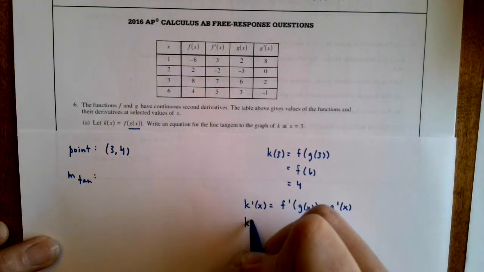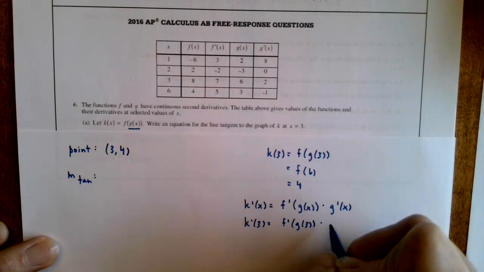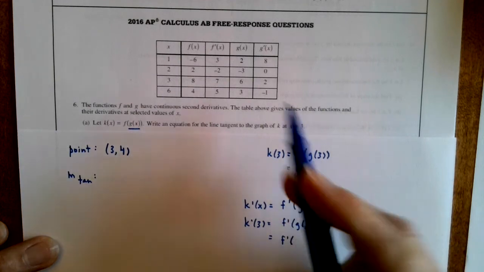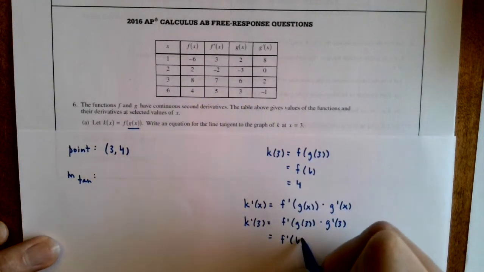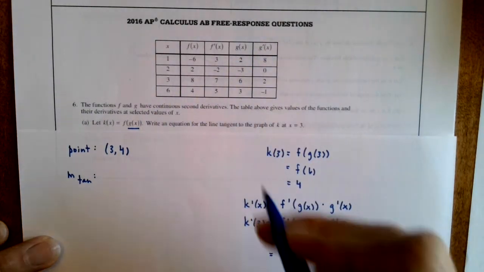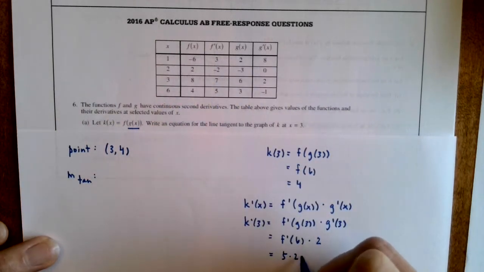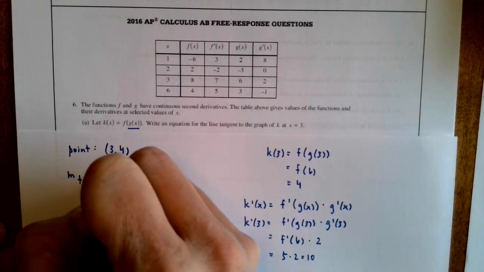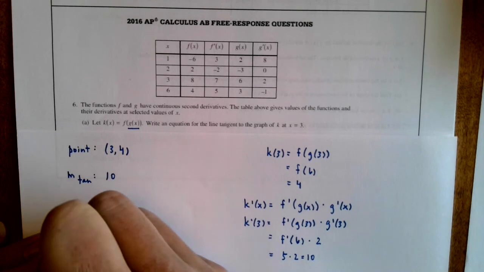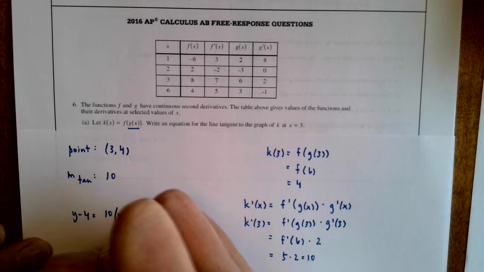Now I can find k prime of 3, which is f prime of g of 3 times g prime of 3, and we can use the table. g of 3, we used that before, was 6. g prime of 3 is 2. And f prime of 6 gives me 5, so 5 times 2 equals 10. So the slope of my tangent is 10. Now that I've got the point and the slope, the equation of the tangent line is y minus 4 equals 10 times x minus 3.